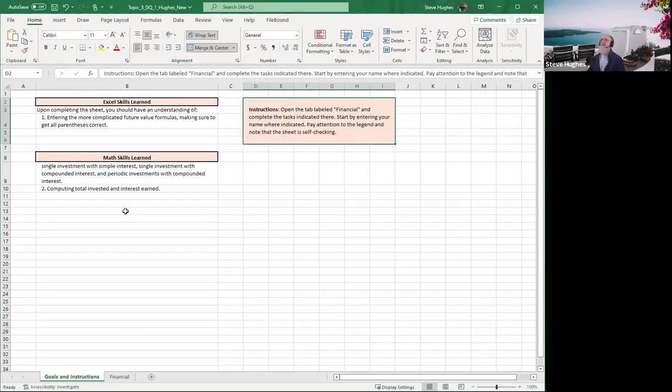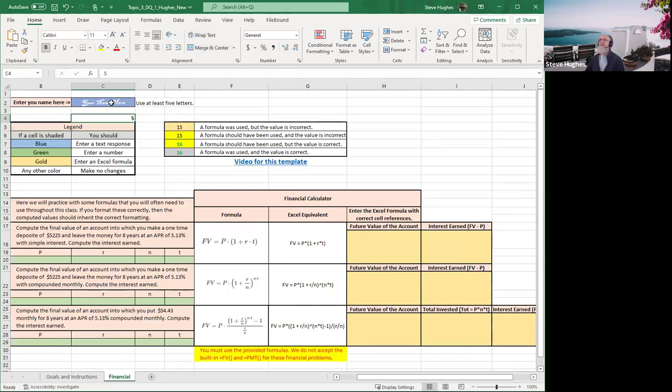All right, we want to enter some complicated future value formulas in Excel. It says make sure your parentheses are correct. We're looking at a single investment with a simple interest, a single investment with a compound interest, and a periodic investment with compound interest. Okay, that's where we're headed. All right, so let's get started. First thing first, let's type in our name.